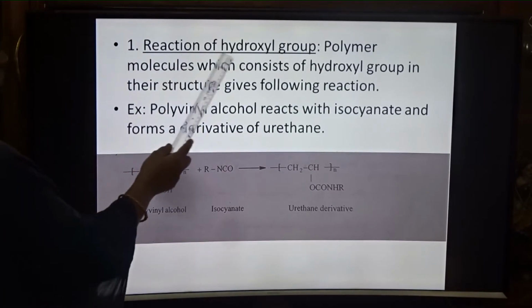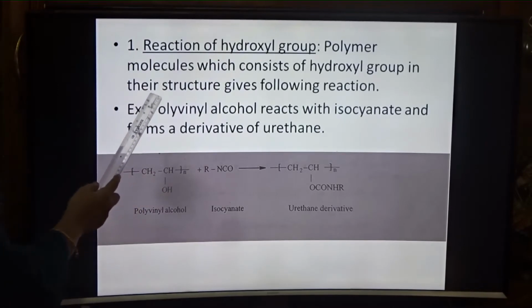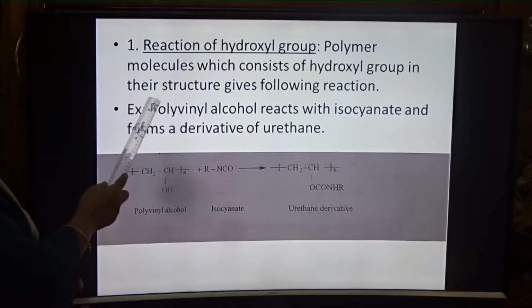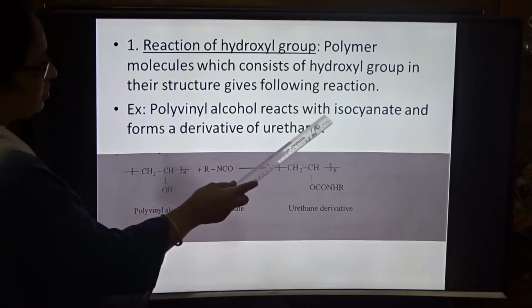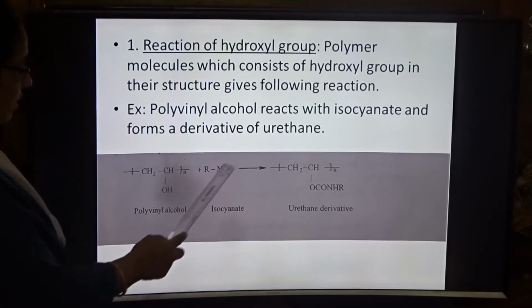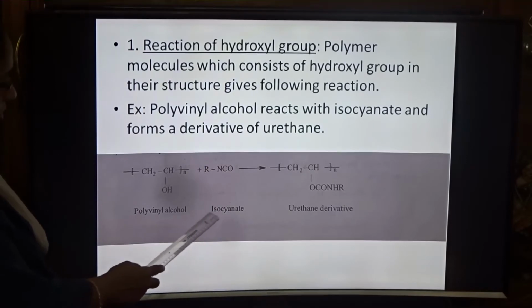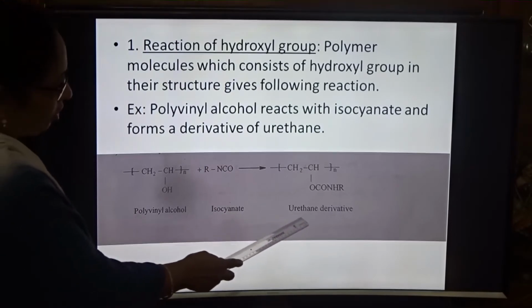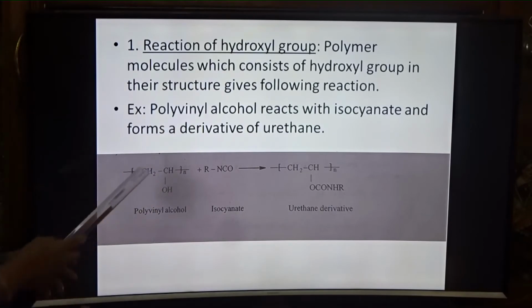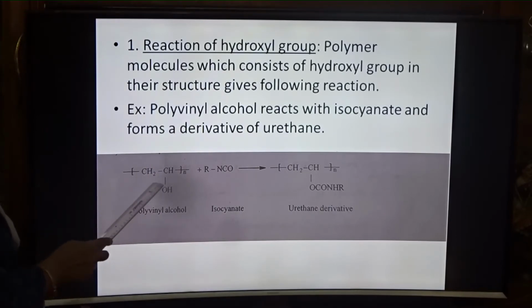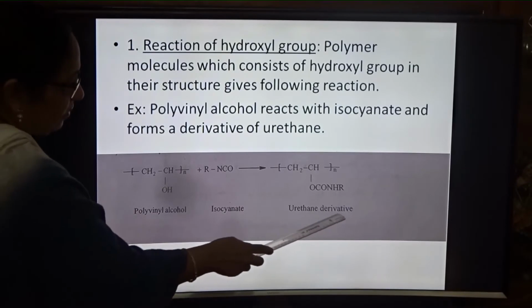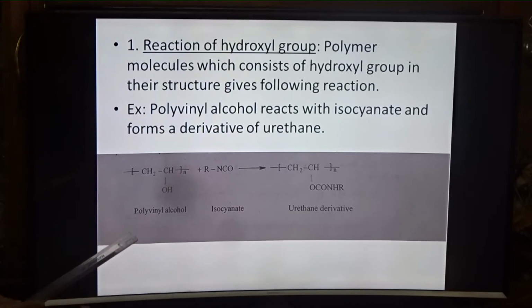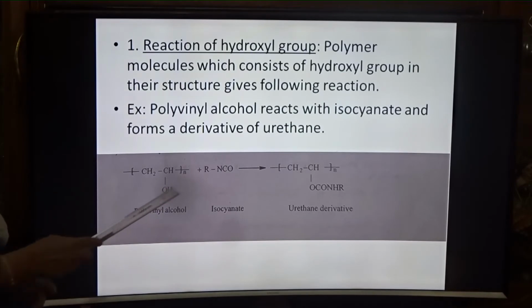Next, reaction of hydroxyl group. A polymer molecule which consists of a hydroxyl group in the structure gives the following reaction. Polyvinyl alcohol reacts with isocyanate and forms a urethane derivative. So the hydroxyl group is getting reacted here with the isocyanate and you are getting the urethane derivative of polyvinyl alcohol. This is the reaction of the hydroxyl group as a pendant group.